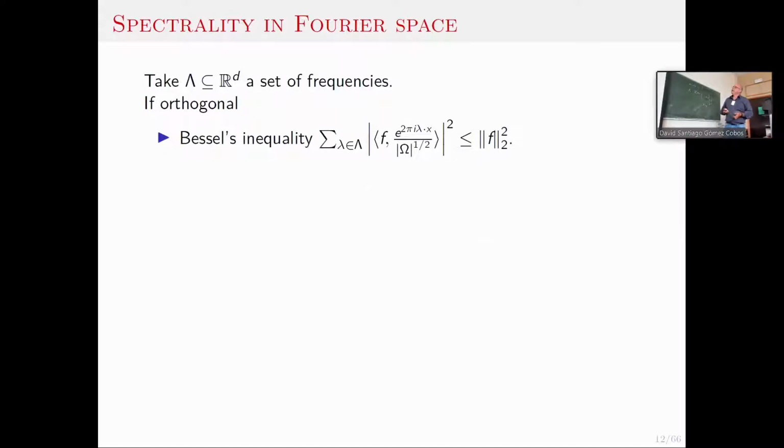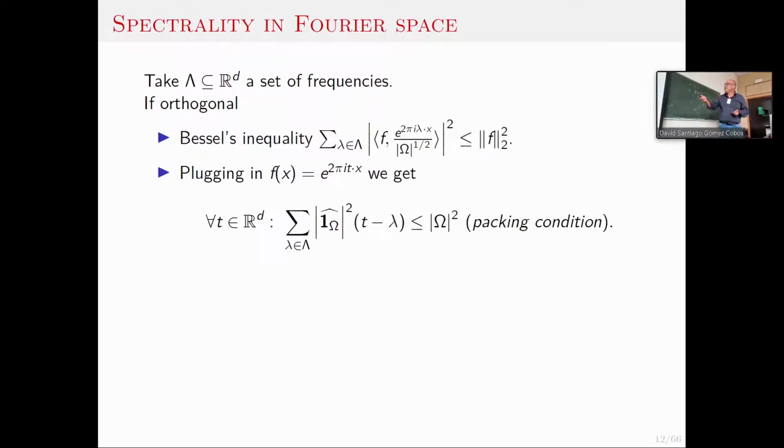Okay. Now let's take some set of frequencies for a given omega. If they are orthogonal in omega, then for any orthogonal set of functions, you can write down Bessel's inequality, which is what? In our case, this is to normalize the function to be of norm 1. So the sum of the Fourier coefficients of f squared is less than the norm of f squared. This is Bessel's inequality. Always true for any orthogonal set. Now apply this for the specific f being another exponential with frequency t, any t. Do the algebra and you get this.